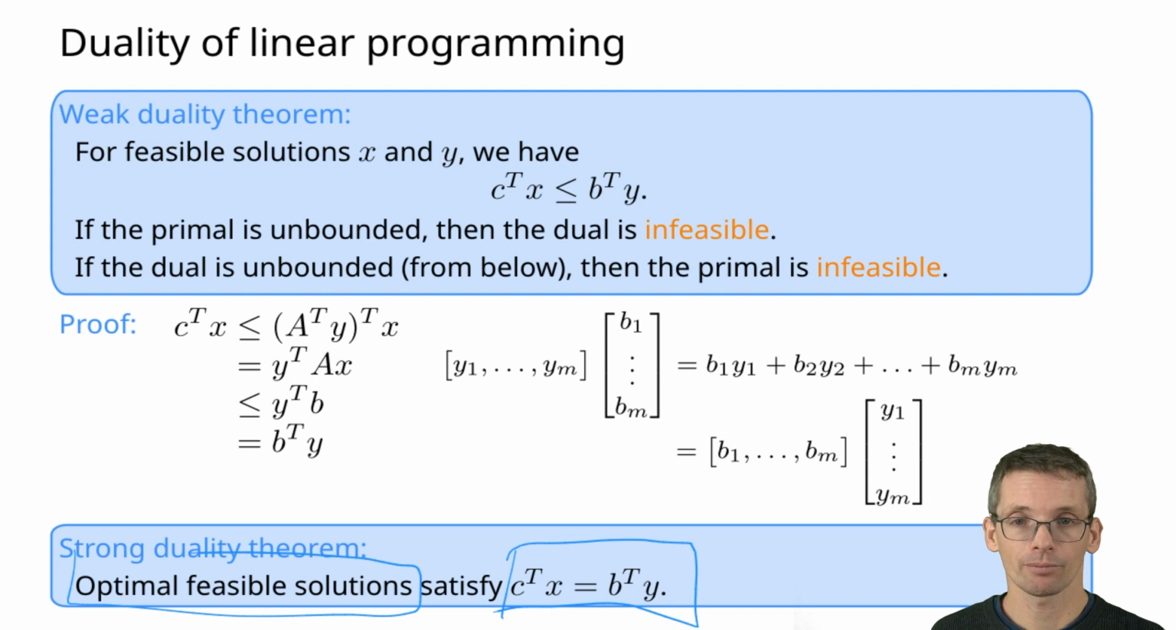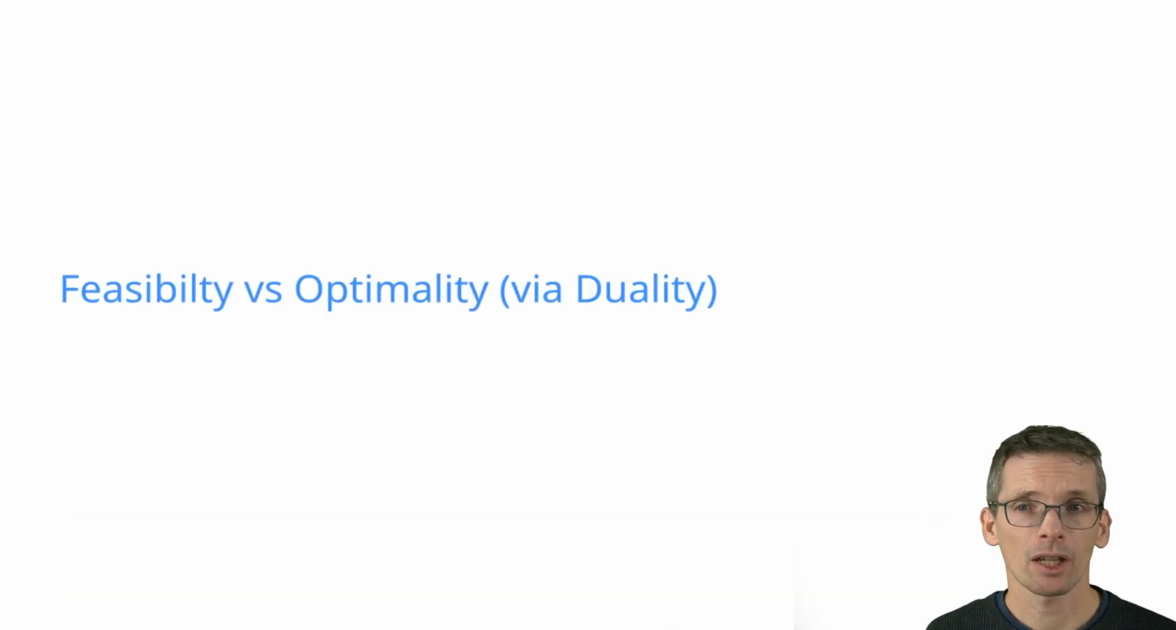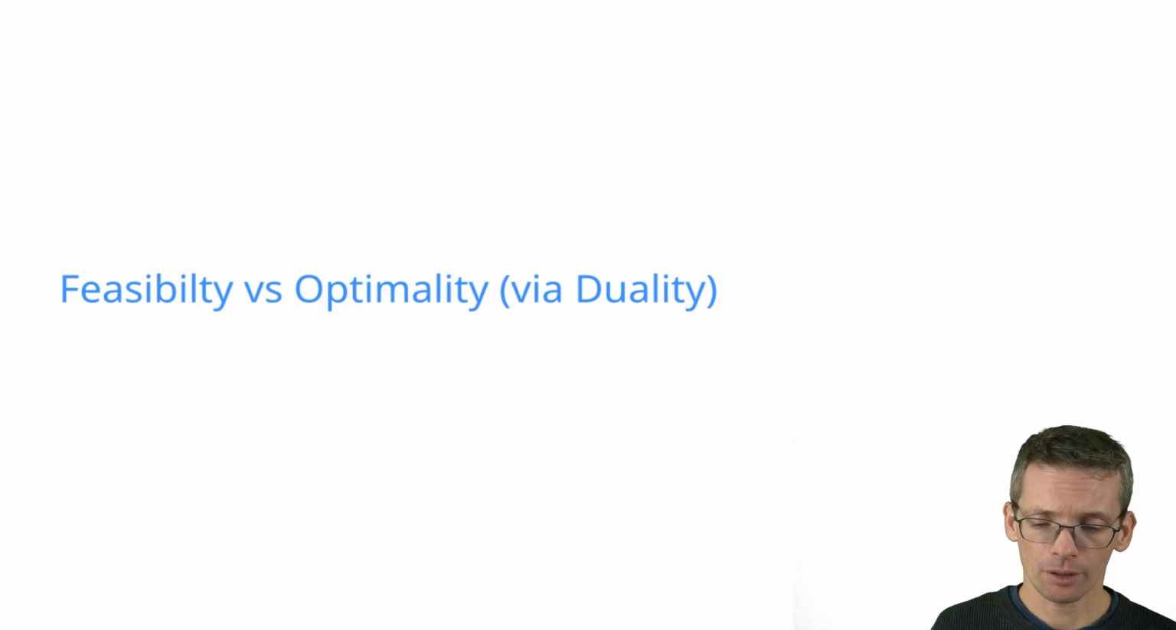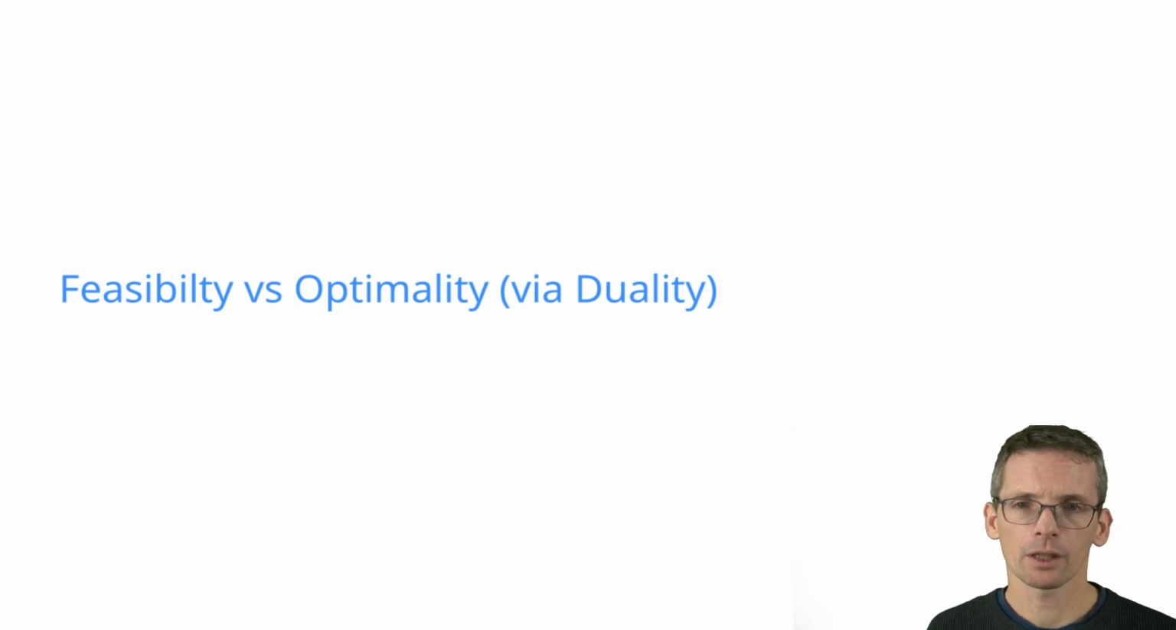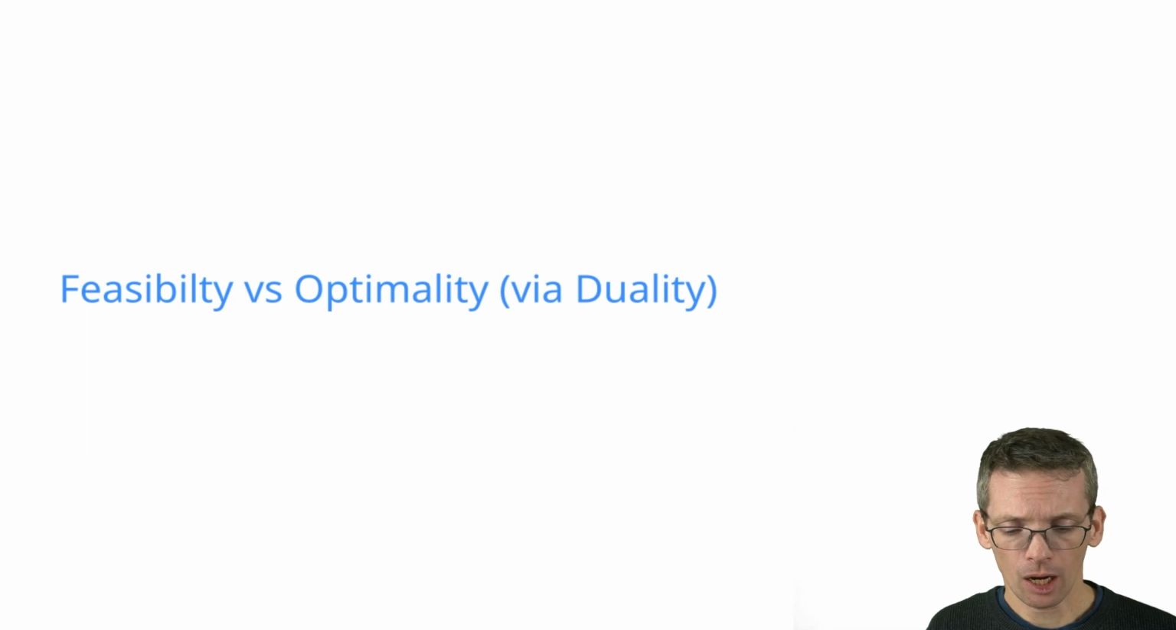For now, we just take this for granted. As a first application of duality, let us consider the following question. How difficult is it to find an optimal solution versus how difficult is it to find a feasible solution? So in previous videos, I already argued that this is essentially the same in terms of difficulty, but duality will allow us to make this more precise.